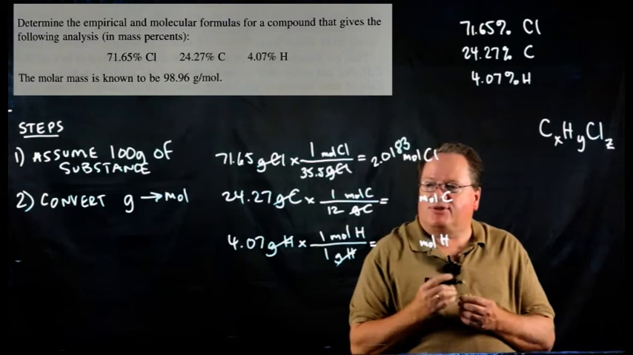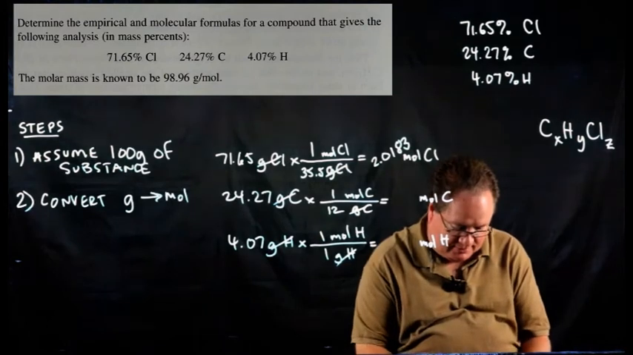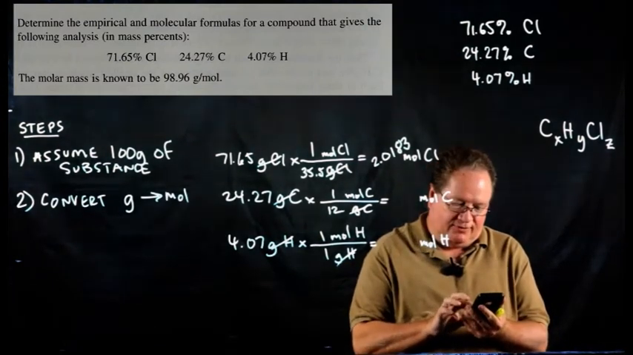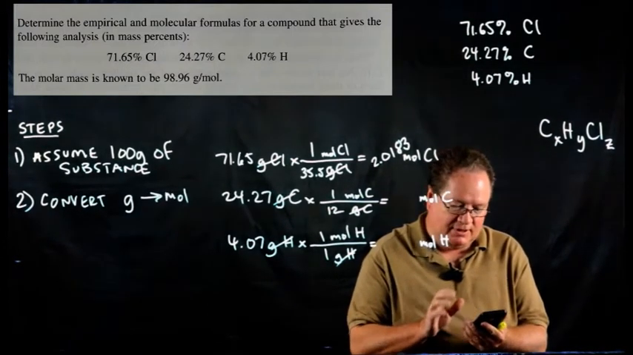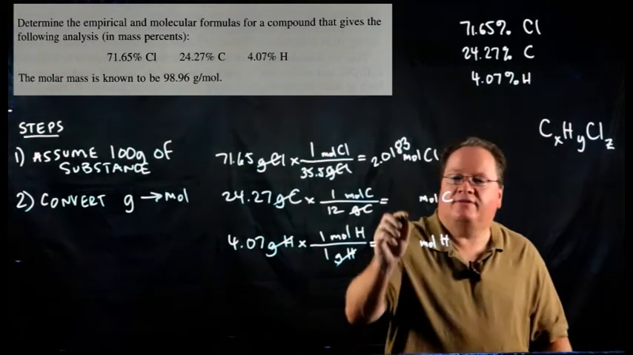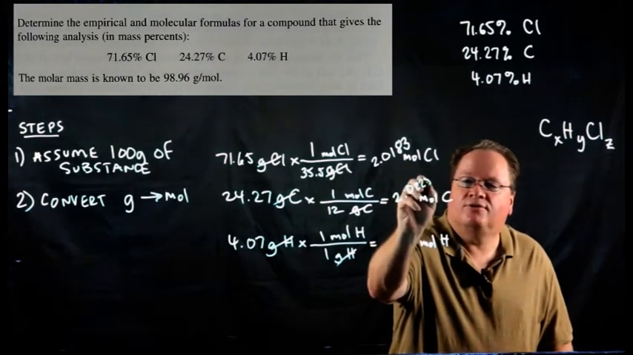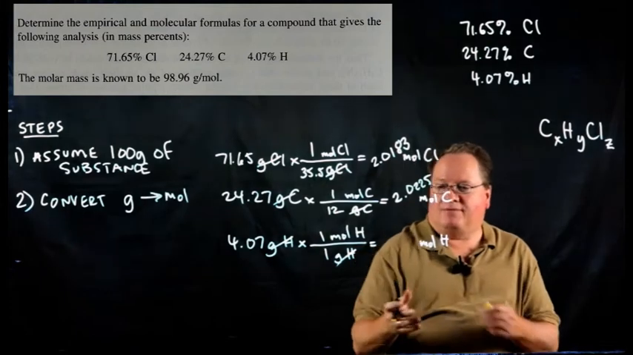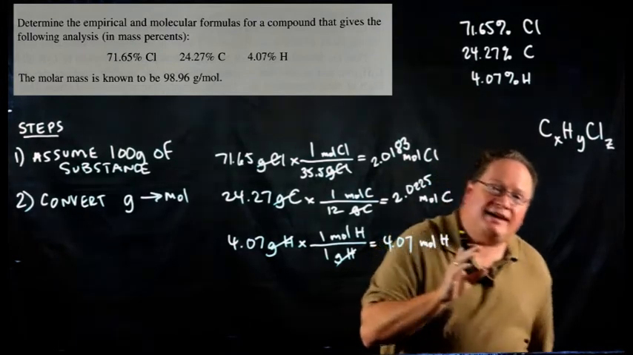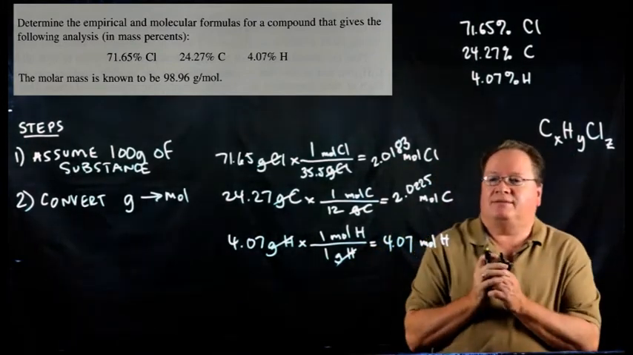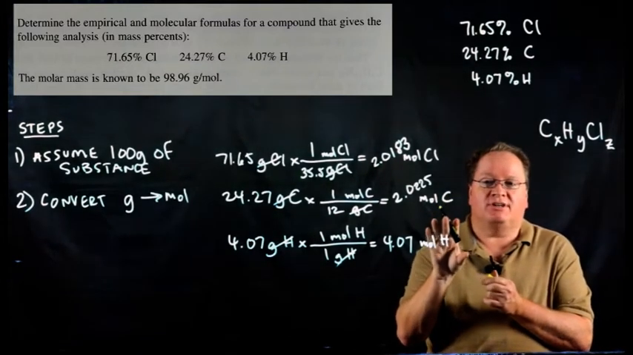All right, I'm going to do the same thing here. I can see already this is going to be a number right about 2 also. So this is 24.27 divided by 12. And I get 2.0225. Okay? And this is a real toughie. 4.07. Now, some of you guys, if your brain's kind of trained to look for patterns, you may already see what the ratio is going to be here.